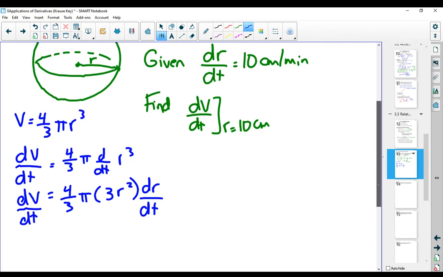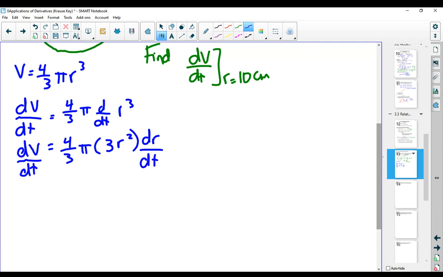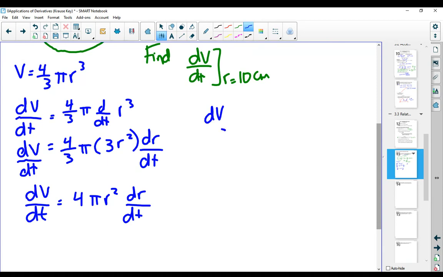Now, before we go any further, it's important that we simplify as we go. So I have dV/dt equals 4/3 times 3 leaves me with 4 pi r squared dr/dt. Once we have our derivative simplified, then we're going to sub in the values that we know, so we'll sub in the rate of change that we know and any other values that we know as well. So we've got dV/dt equals 4 pi r squared dr/dt.